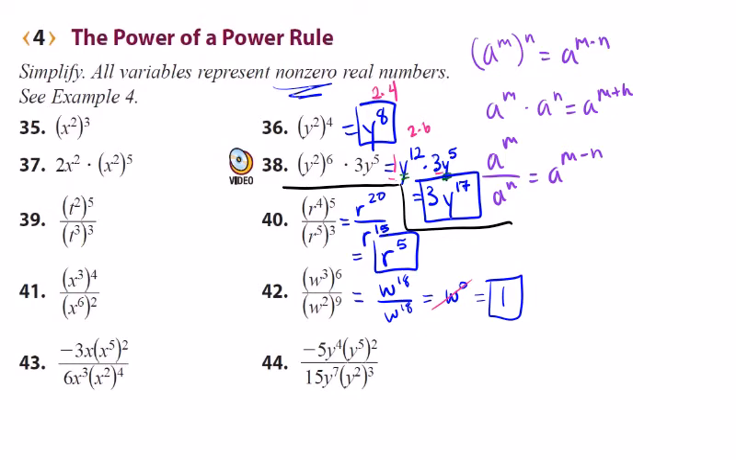All right, number 44 kind of brings it all together. So here, I'm going to do power rule first, right? Exponents before we multiply or divide. And so I'm going to bring over everything else to 5. So negative 5 y to the 4th. 5 times 2 is 10. On bottom, I'm going to bring over the 15 y to the 7th. And then I'll multiply 2 times 3, and that gives me 6.